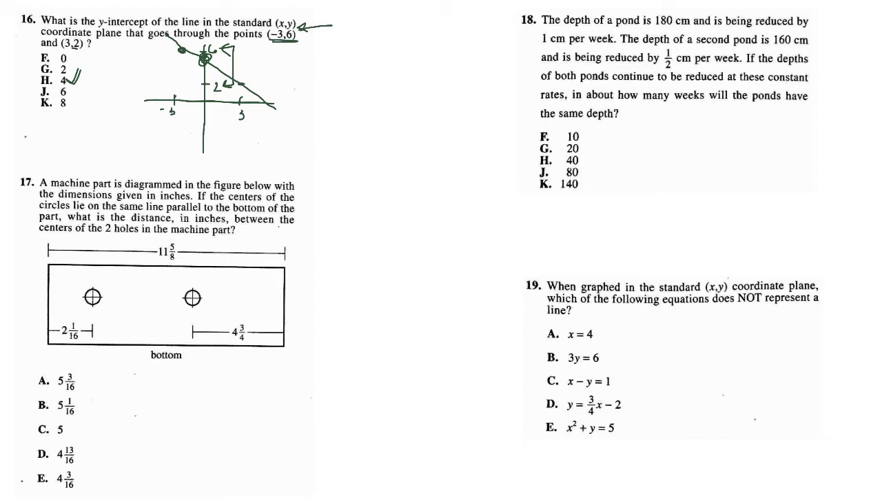Okay, so for our next problem, we can read through, and notice if we skim through and then get to the actual question, it wants to know, well, what is the distance in inches between these 2 holes? So I need this distance here, from here to here. So we will need to add 2 1/16 plus 4 3/4. So we have to get a common denominator. So the common denominator is 16.